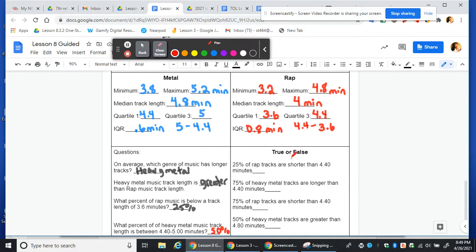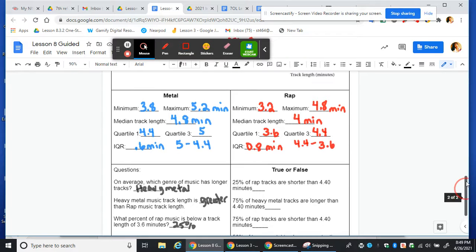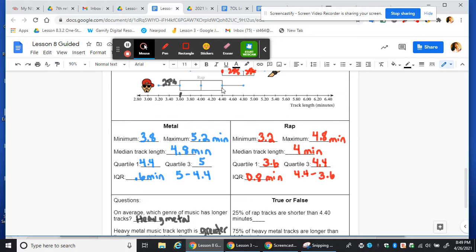All right, let's go ahead and answer some true and false questions. 25% of rap tracks are shorter than 4.4 minutes. Well, let's see if that's true. Here is 4.4. More than 25% is shorter than that, so I'm going to have to say that this is a false statement. Actually, if I'm at 4.4, this is 25% and this is 25% and this is 25%, so 75% of rap music is actually shorter than 4.4 minutes.